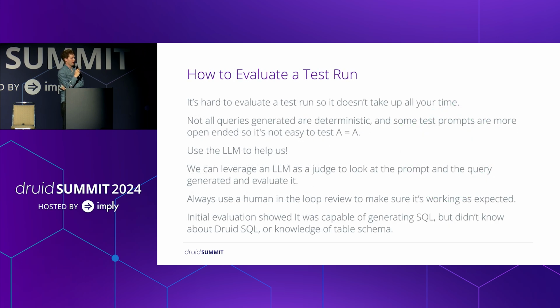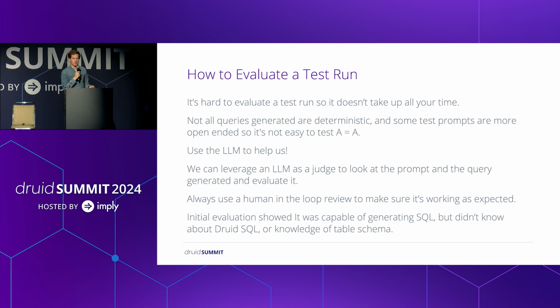So after you have all these test bank questions, you need to evaluate the test run. But it's hard to evaluate a test run so it doesn't take up all your time. Not all queries generated are deterministic, and an LLM will not give you the same response back every single time. So you can't check against the actual SQL query given to you. And also, the results back can be different. You can have columns in different orders. You can have other values given back to you. And some test prompts are also more open-ended, so it's not easy to test, where you can't test A equals A directly.